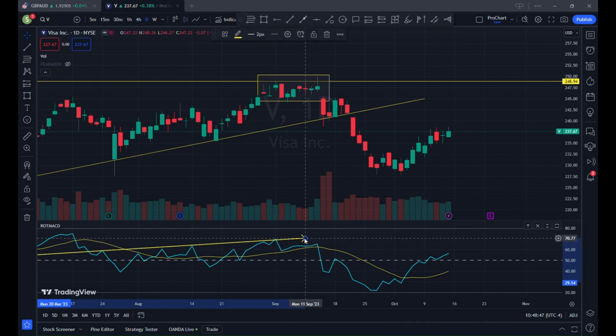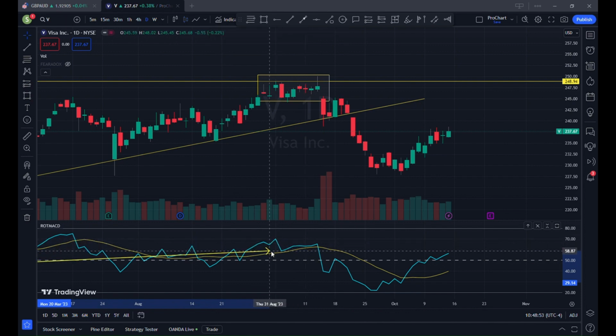So you notice there are two lines here in this indicator. One is this light blue line, the other one is a yellow line. This is telling me about price action. This is telling me about the trend. All right. So the trend is essentially going up, but price action is not doing the same thing.